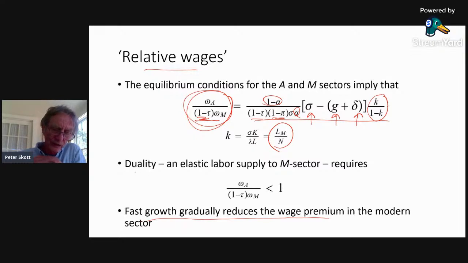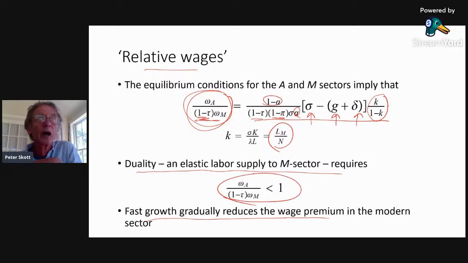But of course, that process can only go to a certain extent. At some point, we'll reach maturity, and certainly maturity will have been reached once the wages are the same, once the incomes are the same in the two sectors. So we need to impose this condition as something that clearly has to be satisfied.